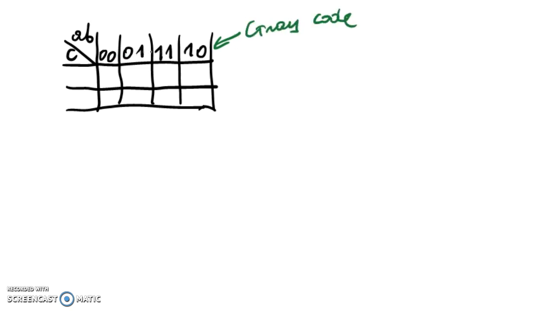The consecutive sequences differ in one binary bit from each other. This one and this one have only a difference here. This one and this one only here, and so on. And if you have a single variable, you don't need Gray code. And you put the value.